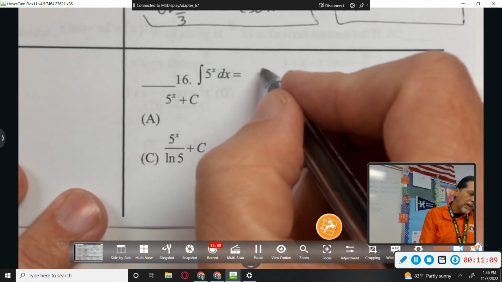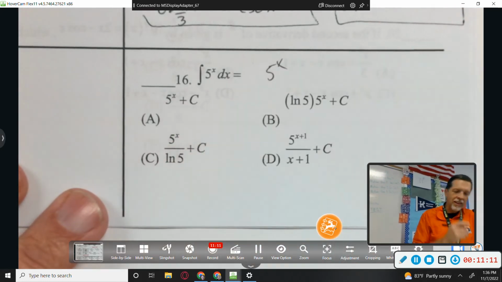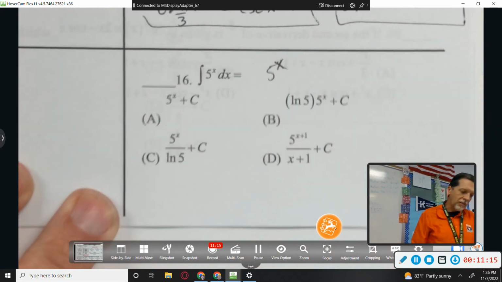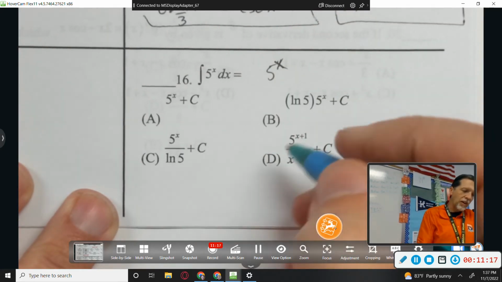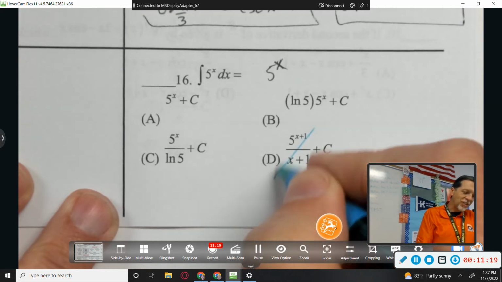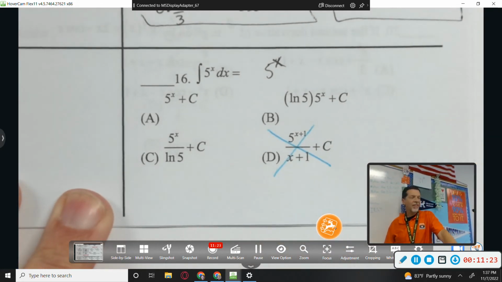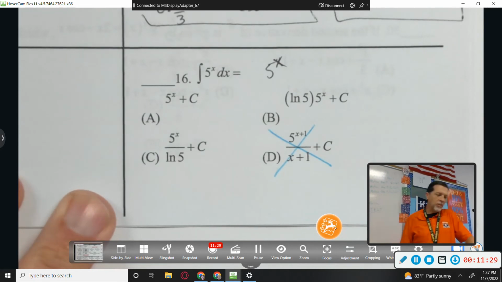So I know 5 to the x becomes 5 to the x. That's the easy part. But all my answers have 5 to the x in them. Oh, except for this 5 to the x plus 1. That's trying to use the power rule where it's not allowed. Increase the power by 1, divide by the new power. That's not there. So where does the natural log of 5 go?